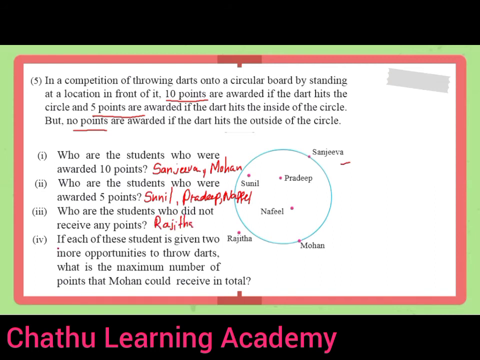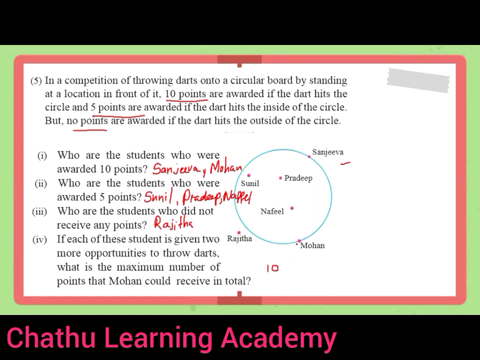Okay, now look at the last part of this question. If each of these students is given 2 more opportunities to throw darts, what is the maximum number of points that Mohan could receive in total? Already Mohan has 10 marks. If he is able to obtain maximum marks in these 2 opportunities, then what is the total amount he can obtain? He can receive 20 marks.